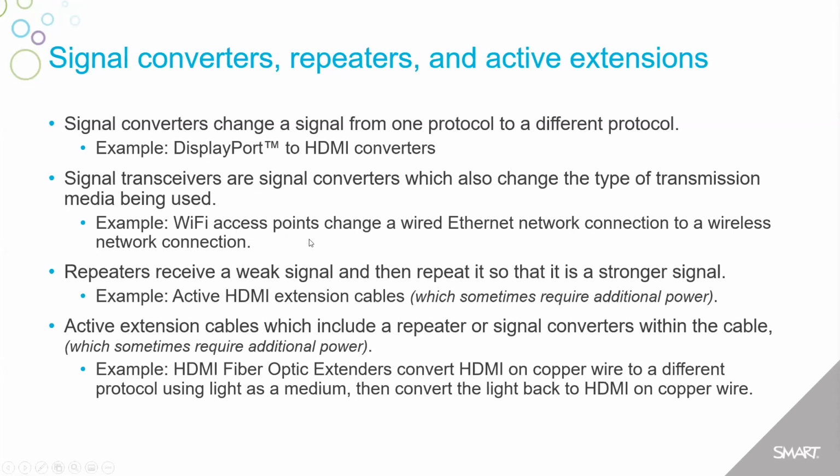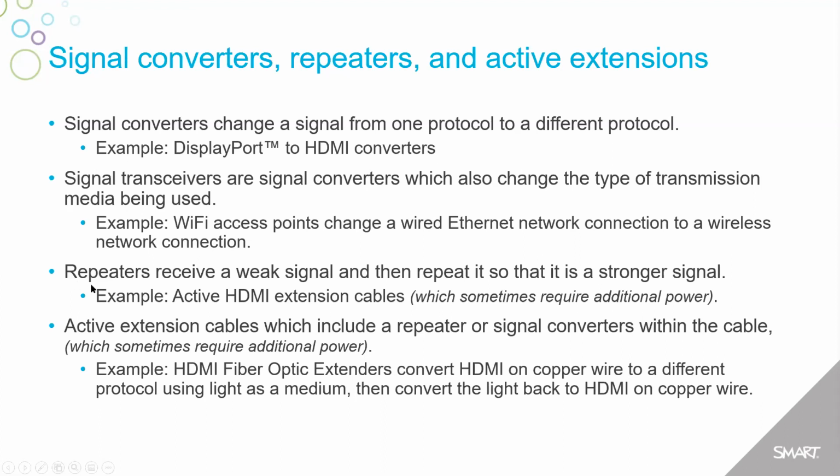A Wi-Fi access point is a good example of this because it changes a wired Ethernet network into a wireless network. In the case of extension cables, active extension cables, which include a repeater or a signal converter, can also include signal transceivers. Fiber optic extenders are an example of that. They convert HDMI on copper wire to a different protocol, usually proprietary based on the manufacturer of the extender, which uses light over fiber optic cable. Then at the other end, it converts it back to HDMI over copper.